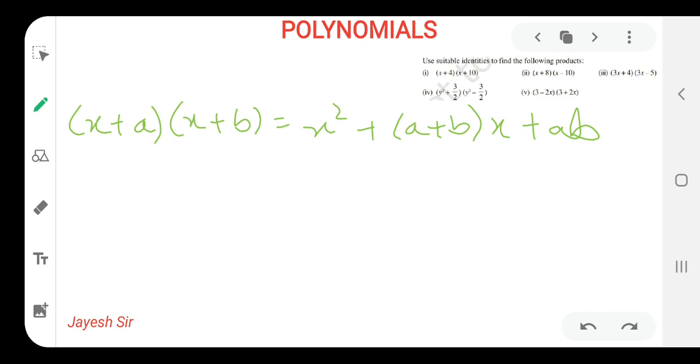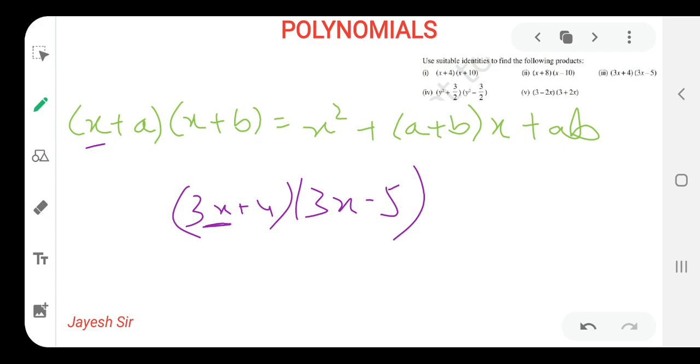Now our first thing, as per our formula, we need x in the first place. What we need? We need x. Yes friends, but our sum is 3x plus 4 and 3x minus 5. This is our sum. So before putting the values or comparing it with our formula, let's solve it a little bit so that we can easily compare and find the values as we have found in the previous sums also. Yes, we want x in the first place, but here it is 3x.